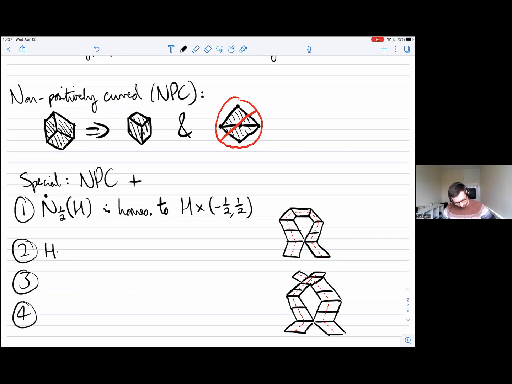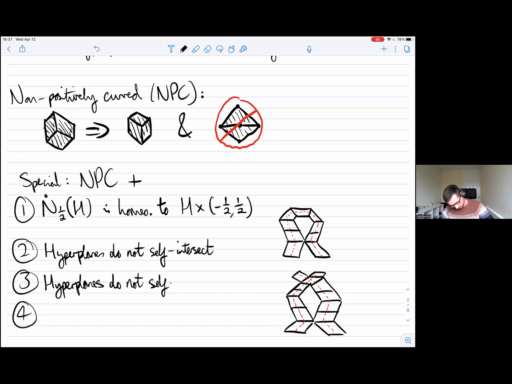Second condition is that hyperplanes do not self-intersect. Okay, so it should hopefully be clear what that one means. Thirdly, hyperplanes do not self-osculate. And that's what this first picture on the right is illustrating. So in other words, when you take the closed half neighborhood of the hyperplane, it doesn't have this kind of self-tangency. And then finally, hyperplanes do not interosculate.